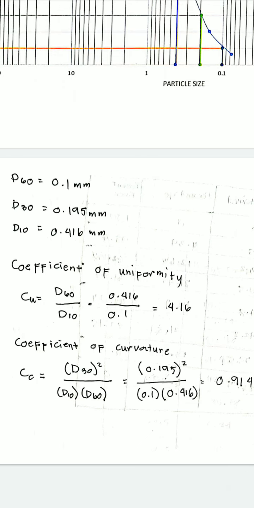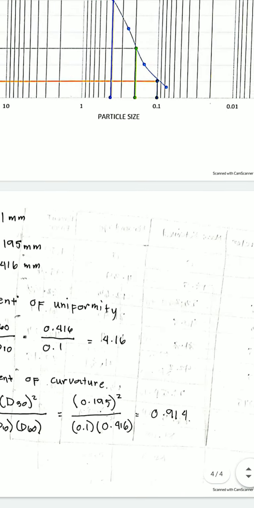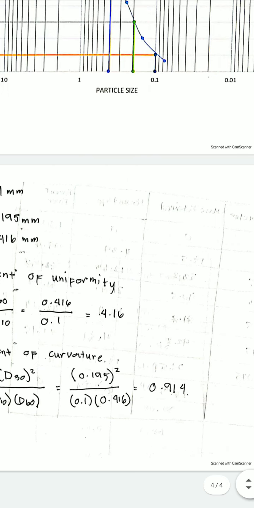The coefficient of curvature is equal to D30 squared over D10 times D60. Substituting the given values into the formula, we have 0.195 squared divided by 0.1 times 0.416. So the coefficient of curvature, or coefficient of gradation, is equal to 0.914. That's all.